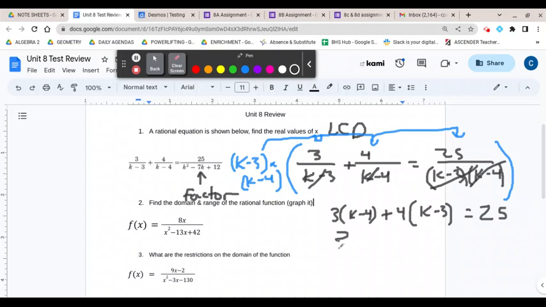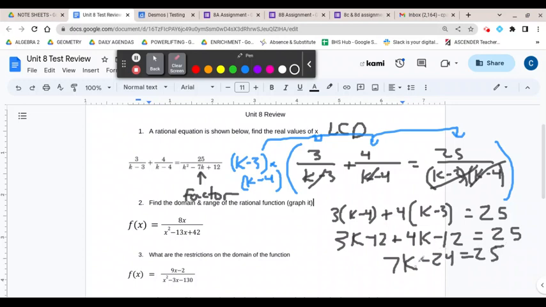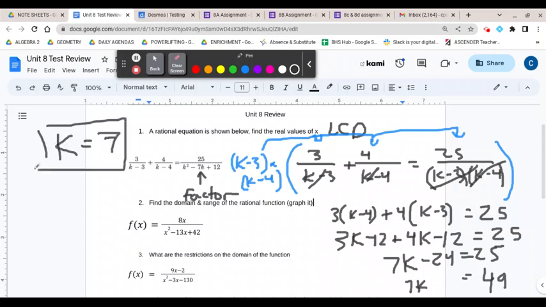So we condense this down, and we have 3k minus 12 plus 4k minus 12 equals 25. Combine like terms, so we get 7k minus 24 equals 25. We add 24 to both sides, so we end up with 7k equals 49, so k is going to be equal to 7 on that first one right there.